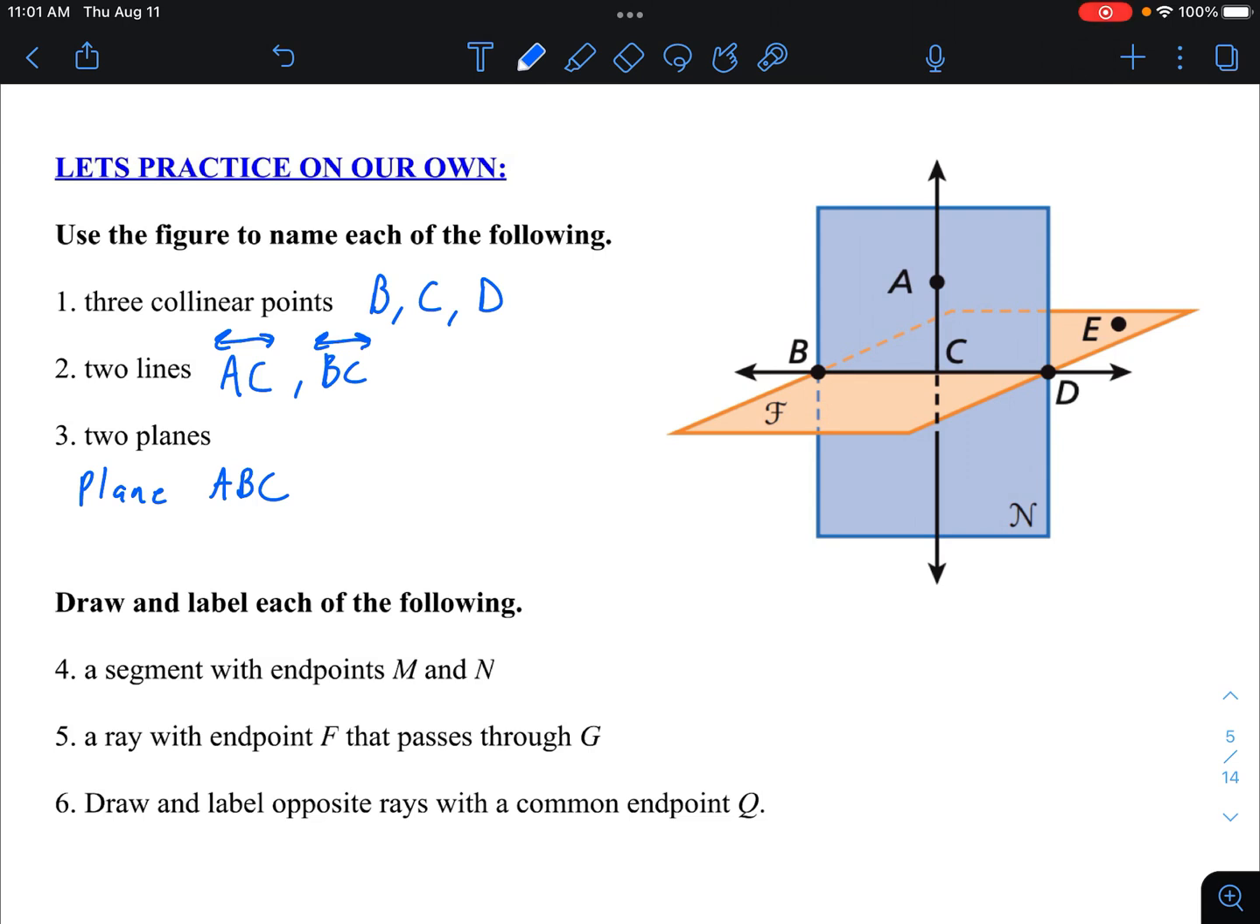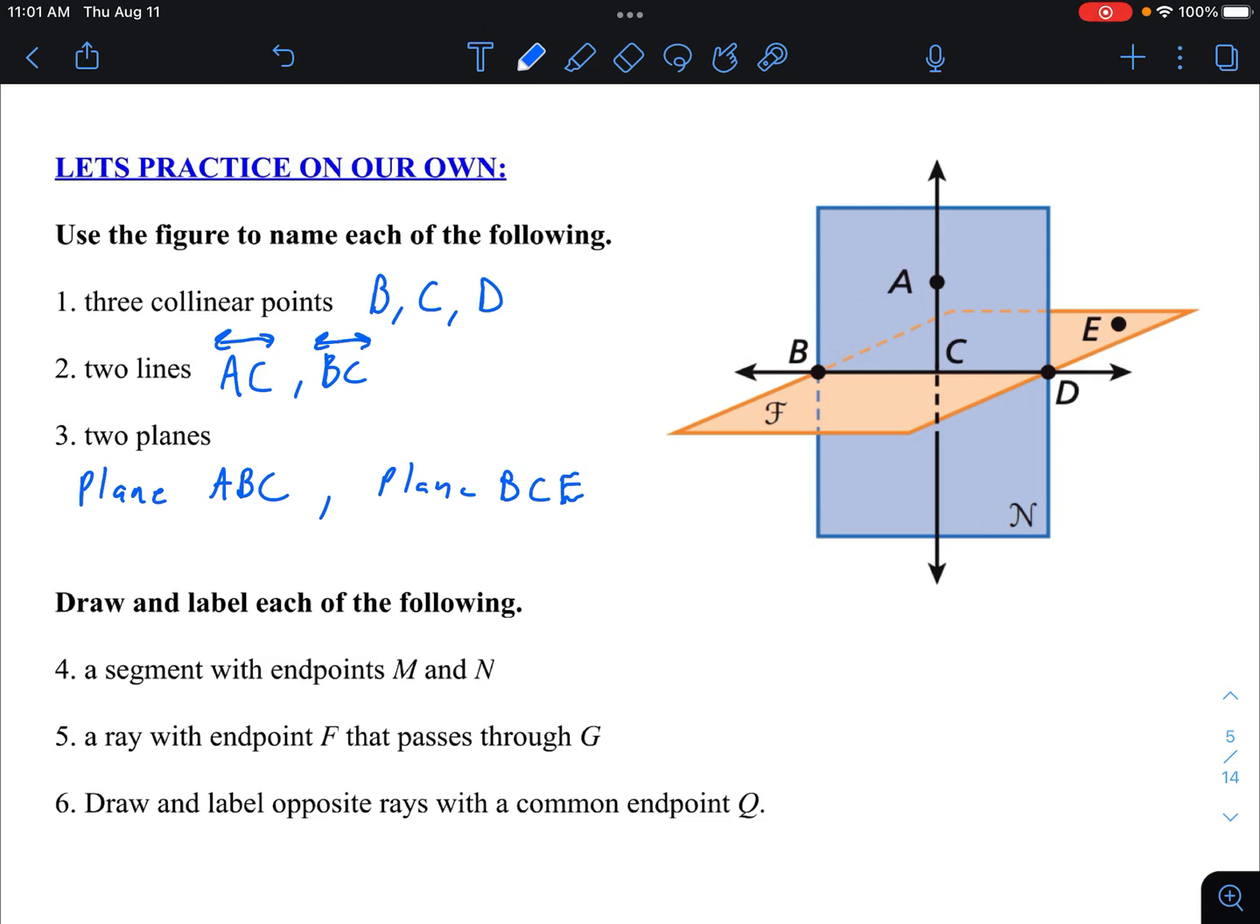And let's do the orange plane. The orange plane we could name as plane, let's say BCE. Oh, don't really need the commas there to name a plane. BCE. There we go.